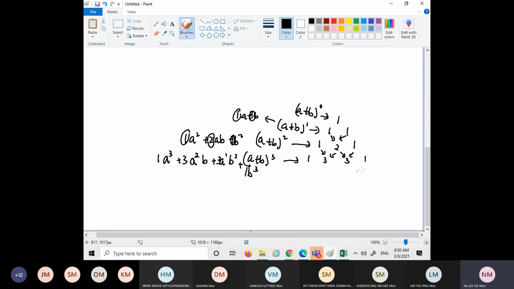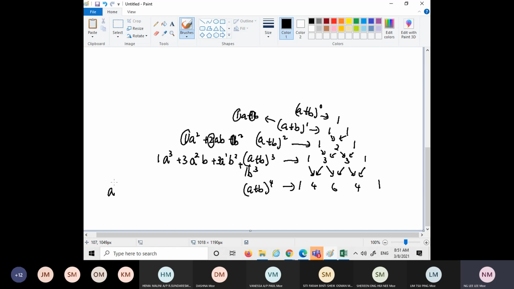By using this triangle, it helps you to get the answer. If I show you one more, a plus b power 4, again this is 4 numbers already. Next one is 5 numbers. How to get the second number? 1 plus 3 is 4. The third number? 3 plus 3, 6. The fourth number? 3 plus 1, 4.